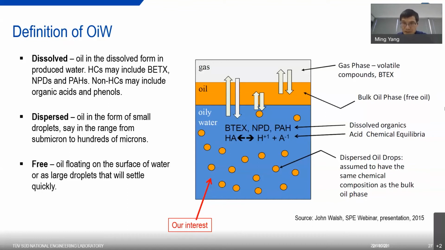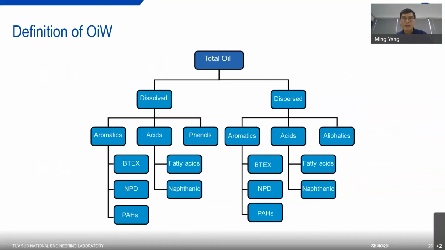And at high pH, it's the organic acid that's going to be more present in terms of the dissociated form. So in other words, more in the dissolved. So chemically, when we say oil in water, and we're looking at dissolved, that includes aromatics and BTEX, NPD, and acids, and that's fatty acids, and that's effectively the carboxylic acid, and then naphthenic acid, and then phenols.